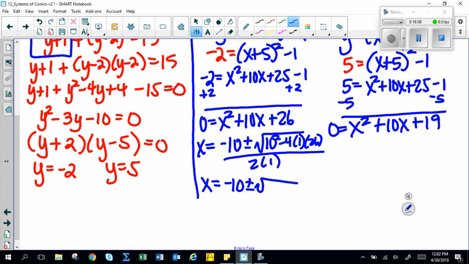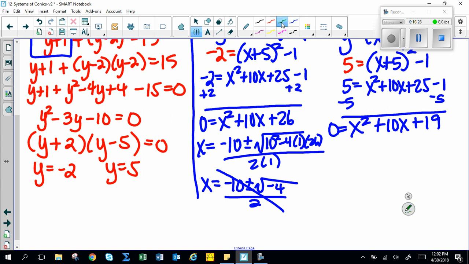Yeah, so I end up with 100 minus 104. That's a negative 4. So this is not going to give me a real answer. All right, so we're not going to worry about that one. So 2 of my answers are imaginary, so I'm not going to worry about the imaginary answers here.